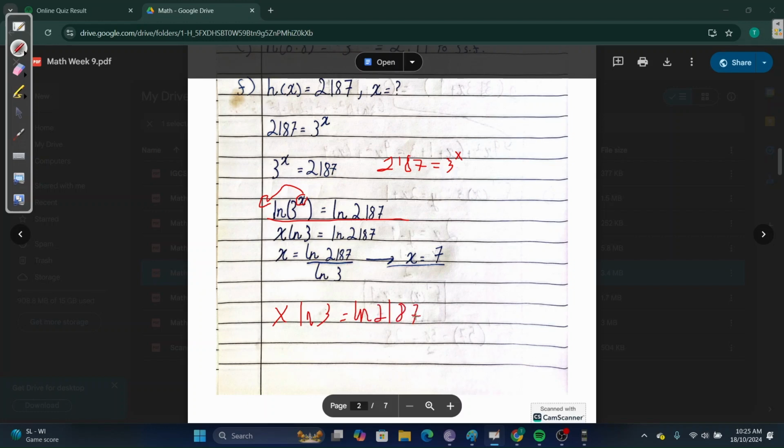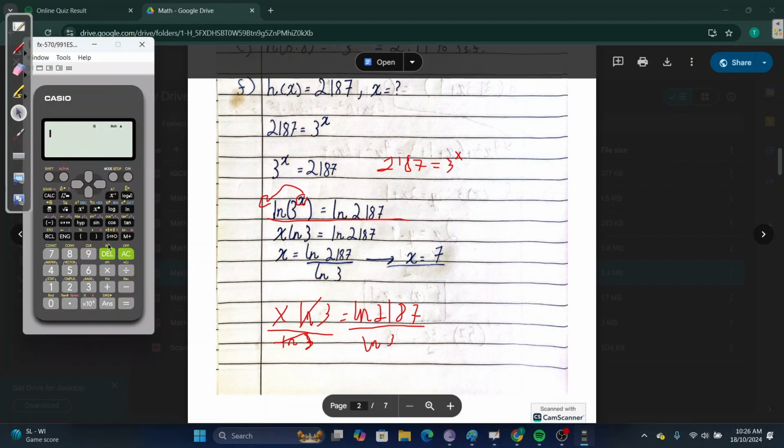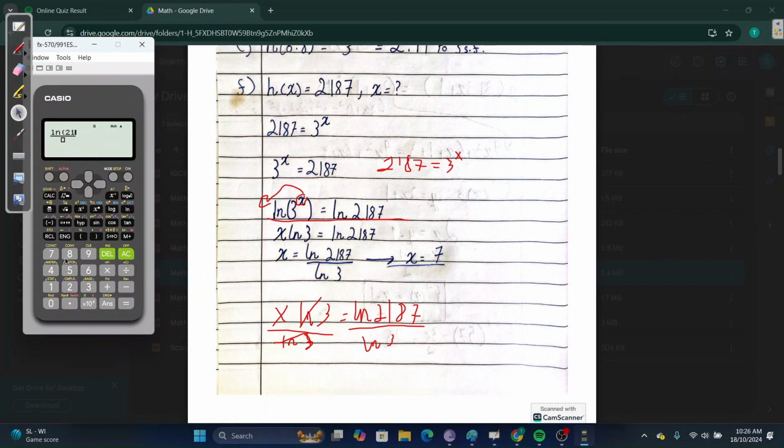Okay. Now, to find x, you're going to want to divide by ln 3 on both sides. Now, ln 3 here cancels with ln 3 at the bottom. So x equals ln 2187 over ln 3. Which is, we'll just do it, ln 2187 over ln 3 equals 7, and 7 is your final answer.